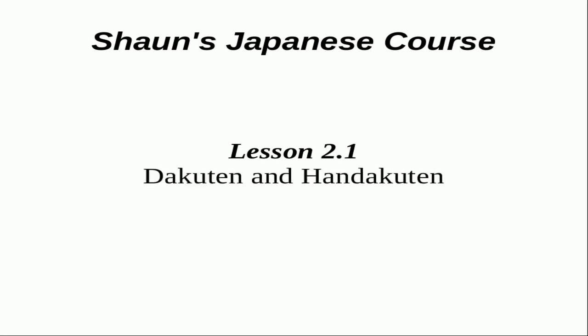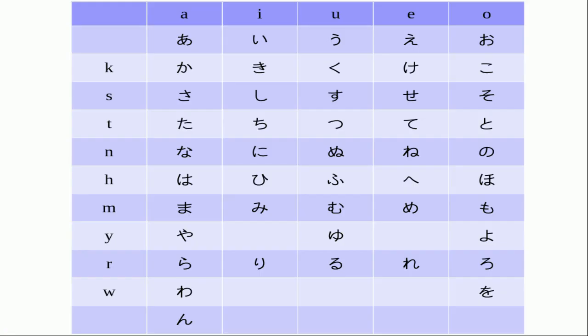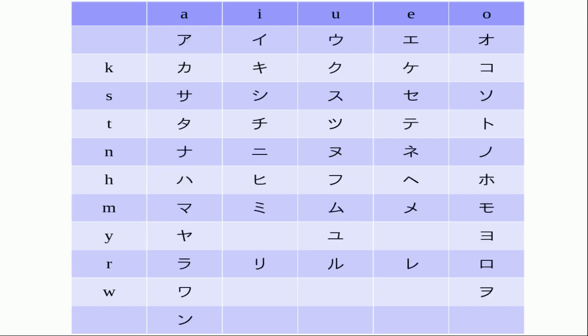In this video we're going to talk about the voiced sound marker and the half-voiced sound marker, or Dakuten and the Handakuten. In the previous video we talked about hiragana and katakana, and we mentioned all of these basic sounds, but we noticed that even though the word hiragana in and of itself has this g sound, there was no g sound to be seen here. And that's actually where Dakuten and Handakuten come in.